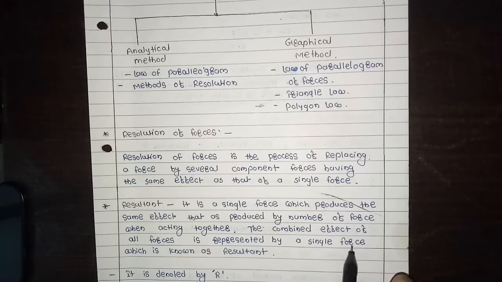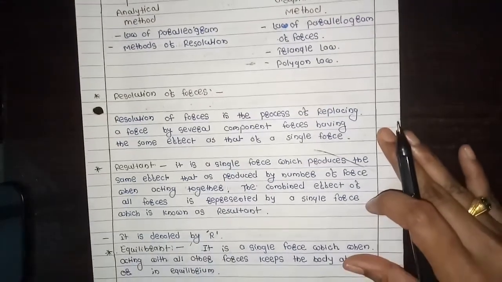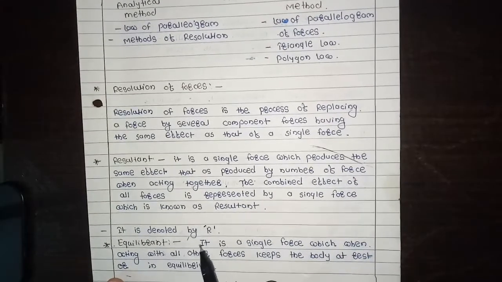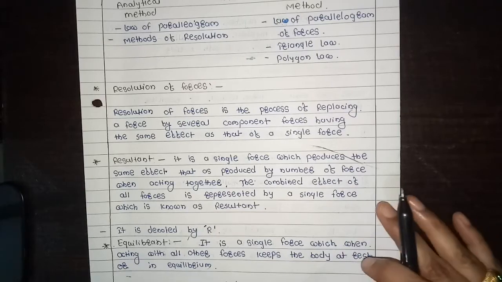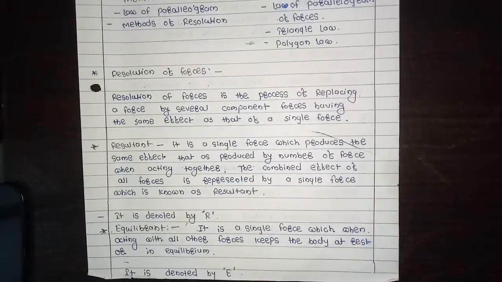The combined effect of all the forces, which is represented by a single force, is known as the resultant, and it is denoted by capital R. What is the meaning of equilibrant? It is a single force which, when acting with all other forces, keeps the body at rest or in equilibrium, and the equilibrant is denoted by capital E. Okay.